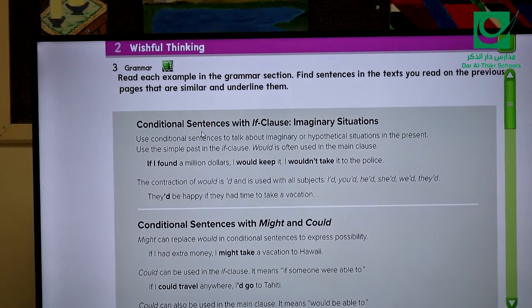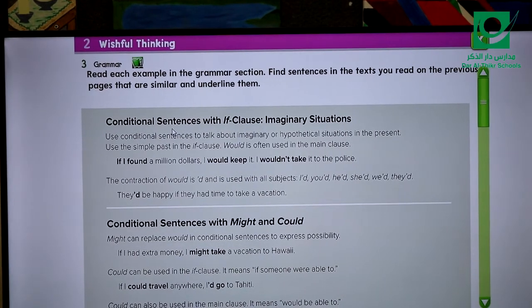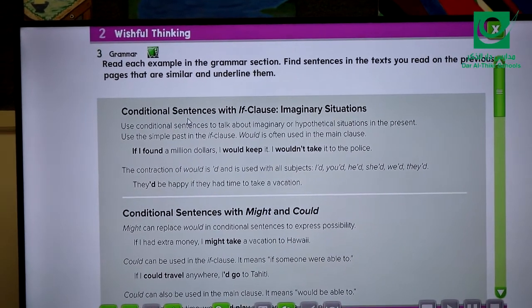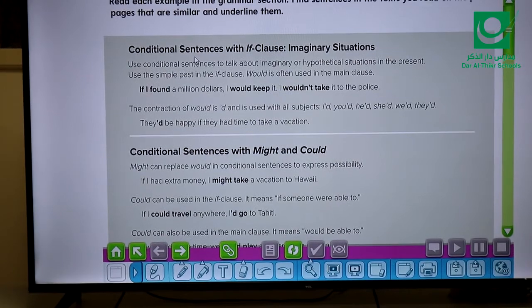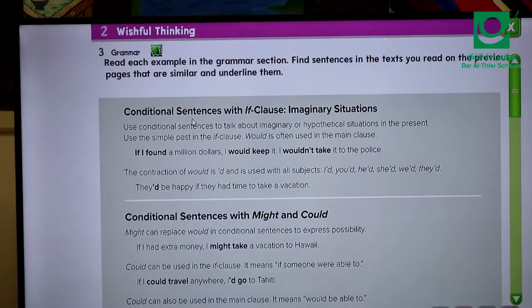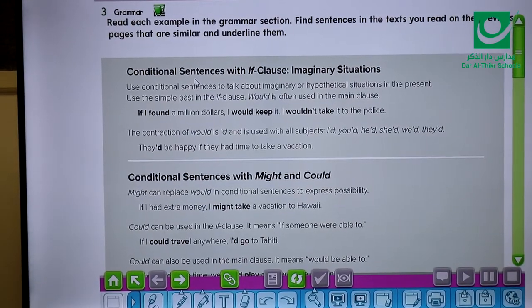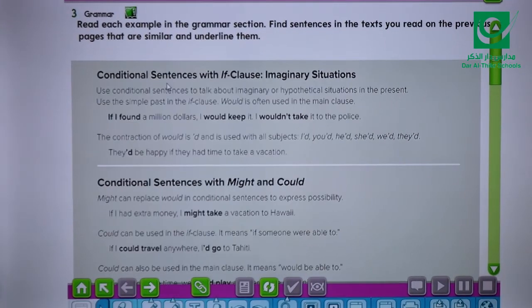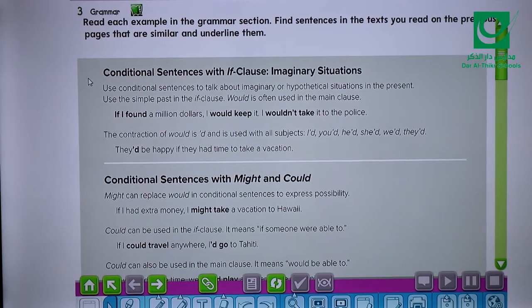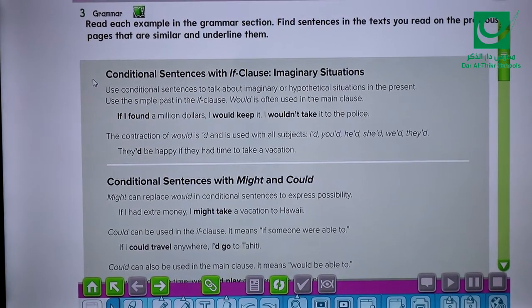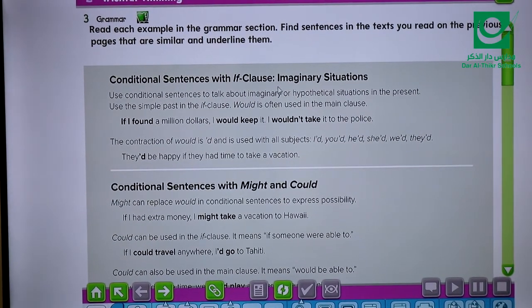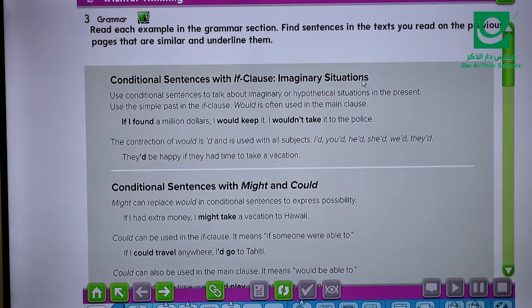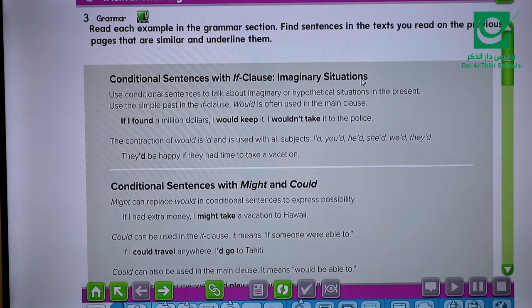If you still remember, when if is followed by the present simple, then we have the future with will. And we said that in this situation, this action might happen in the future. So we still have a chance for this action to happen. But what we are going to have today is called an imaginary situation. That means it is not possible to happen.